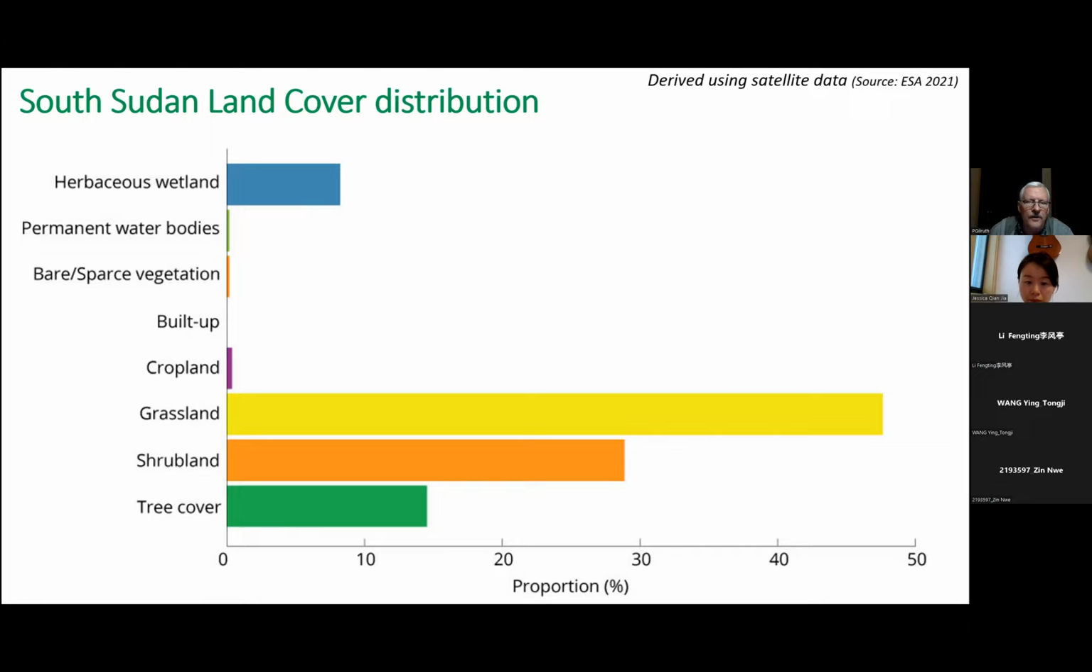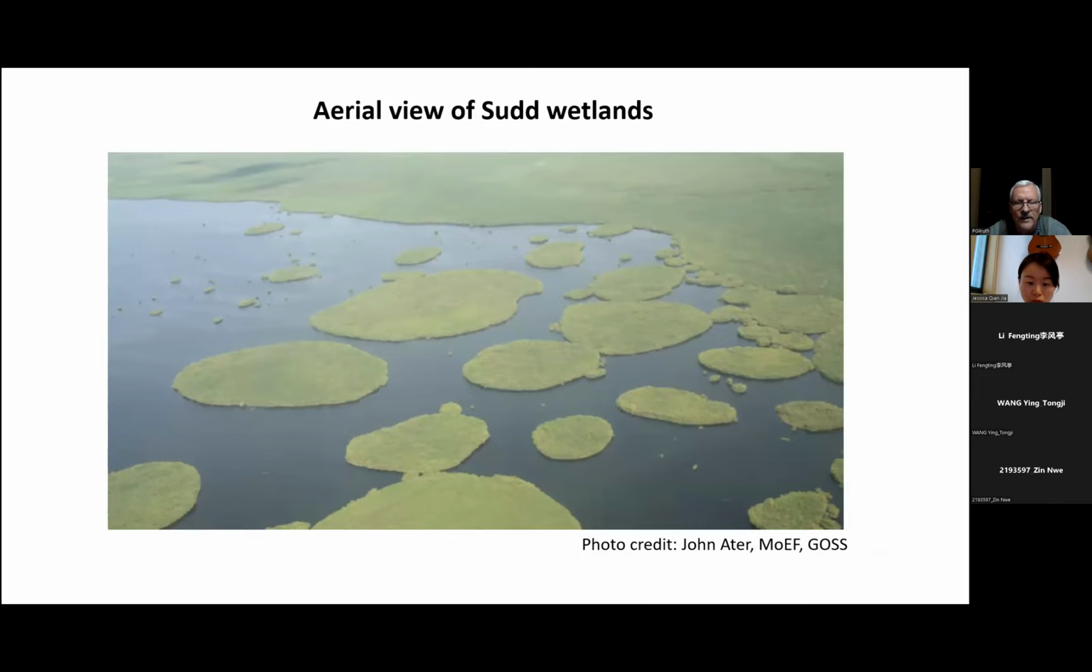In the next slide, you see an aerial view of what the Sudd wetlands look like. And you see in this, first of all, it's very flat. You see round vegetation, and these are actually floating islands of vegetation. They're about 200 to 300 meters across. During the high flow periods, these floating vegetation islands can detach from the land, and they can float in the open water area. So one of the key messages here is that these wetlands have a very dynamic environment depending on whether the water is high or whether it's low. Let me give you another picture.